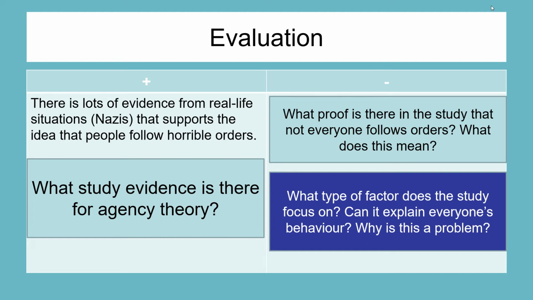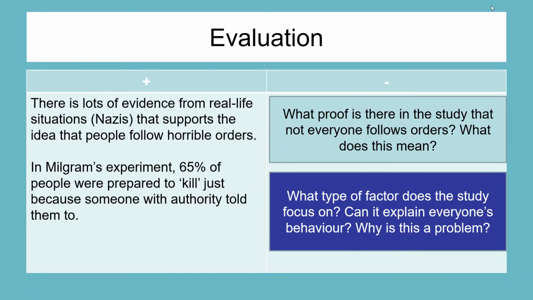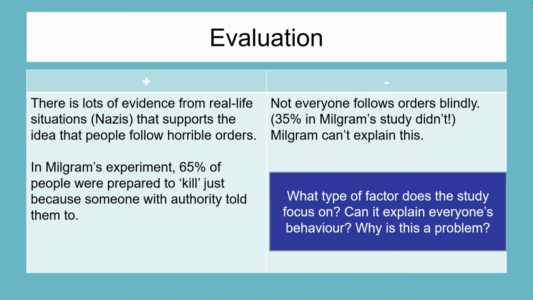Milgram's own experiment supports his theory, because in his experiment, 65% of people went all the way to 450 volts, to the end of the voltmeter, just because somebody told them to. However, that was only 65%, so the study isn't 100% accurate. So in Milgram's study, we have 35% of people who did not. They stopped at about 300 volts. So that would suggest to us that there's another explanation of obedience.